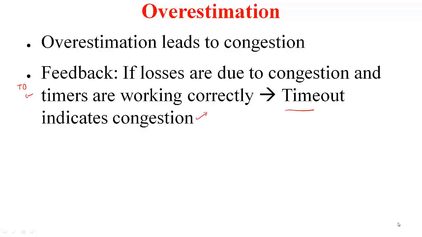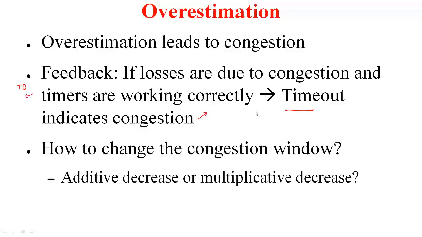So if a sender experiences a timeout, it can view this as a signal that there is congestion in the network. Suppose you are operating with a window size of W and then the sender timed out, whereby you are concluding that the network is congested. Now how do you change this estimate? Do you do what is called an additive decrease, by which I mean you decrease it by a constant value, or do you do what is called a multiplicative decrease, that is you decrease it by a factor of C? So what are your thoughts?